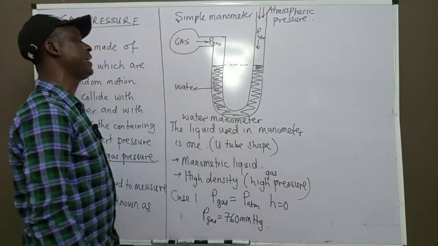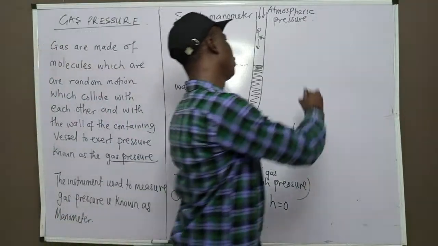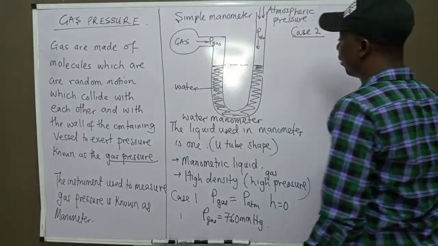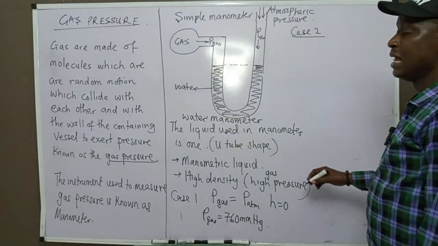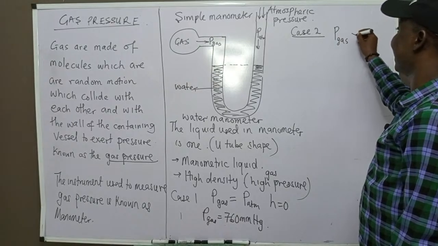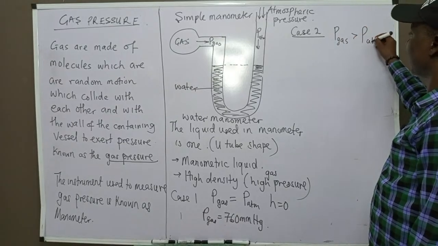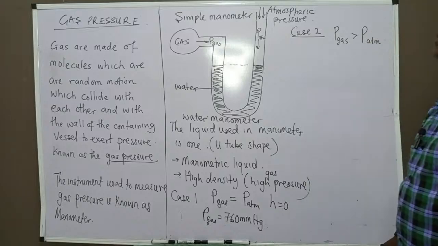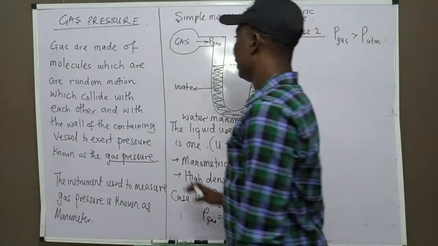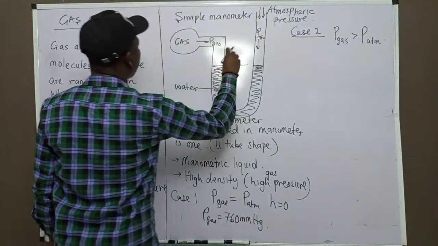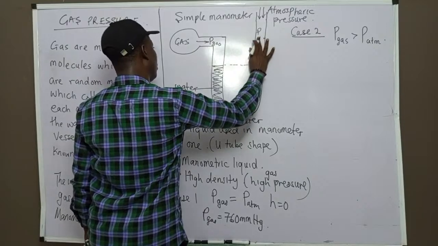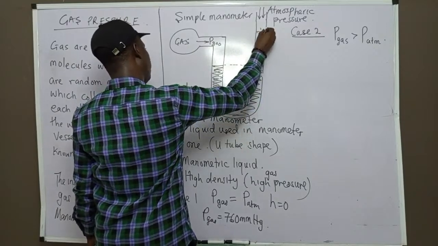Now let us take a case where, let's look at case 2. I didn't start this class on time, but I will try to finish the analysis. Let's say the gas pressure is greater than the atmospheric pressure. Because the gas pressure is higher than the atmospheric pressure, it will push the liquid up.